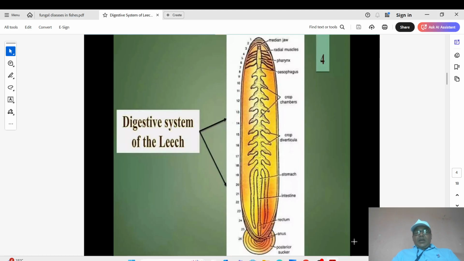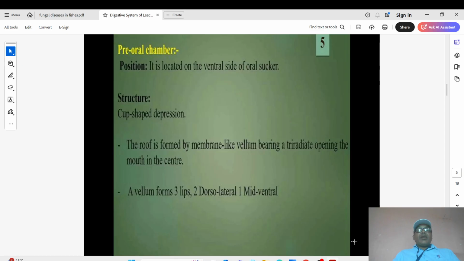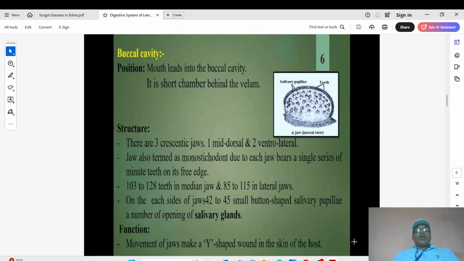See, next slide we will see the preoral chamber. Its position, it is located on the ventral side of the oral sucker. Now structure, it is a cup shaped depression. The roof is formed by a membrane like velum bearing a triradiate opening, the mouth, in the center. The velum forms 3 lips, 2 dorsolateral and one midventral.